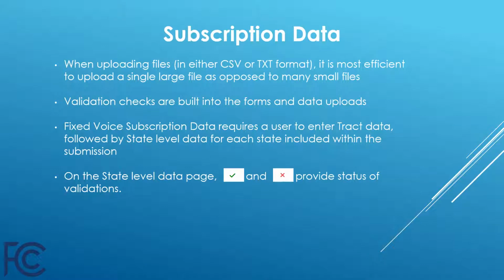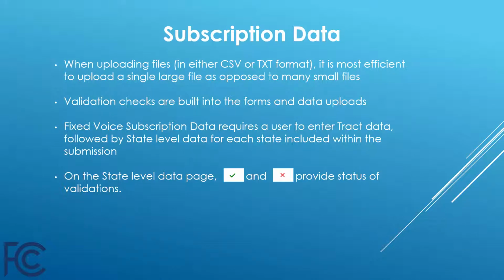Broadband providers that also offer voice service must enter their voice subscription data in the BDC system. As Form 477 filers are aware, the fixed voice subscription module requires a user to enter their data at the census tract level first, either via file upload or by form entry. Once the tract level data is completed, users will need to enter corresponding state level data by clicking on each state under the state level data link on the left pane of the page.